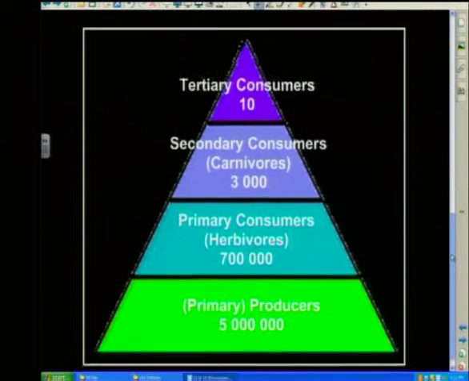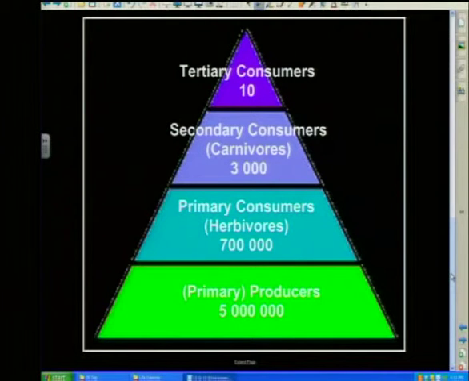Let's look at this pyramid. This pyramid illustrates the number of individuals at each trophic level, so we will call this a number pyramid. Here we see the number of producers in this pyramid. There are 5 million producers. This obviously refers to the plants in an area. These obviously then provide energy and they provide food to the second trophic level, which is made up of herbivores. And if you think about the relationship between the plants and the herbivores, there will always be fewer herbivores available. So this is 700,000 herbivores which feed off the plant material.